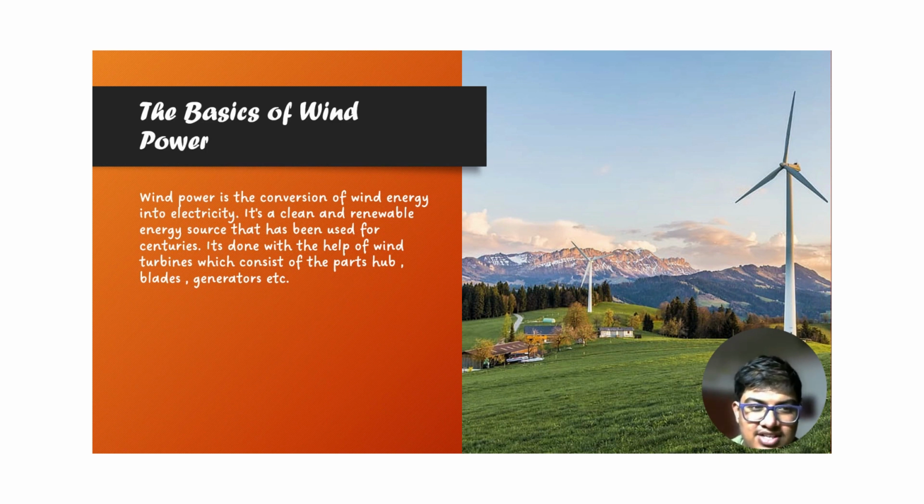So, the basics of wind power. The wind power is the conversion of wind energy into electrical energy. It is a clean and renewable energy, so there is no pollution. It is not like fossil fuels, and it is done with the help of wind turbines. These wind turbines have different parts to them, mainly being the hub, the blades, and the generators. The wind turbines play a very key role in wind energy generation. Let's move on. Now I'm going to explain to you the working of a wind turbine.